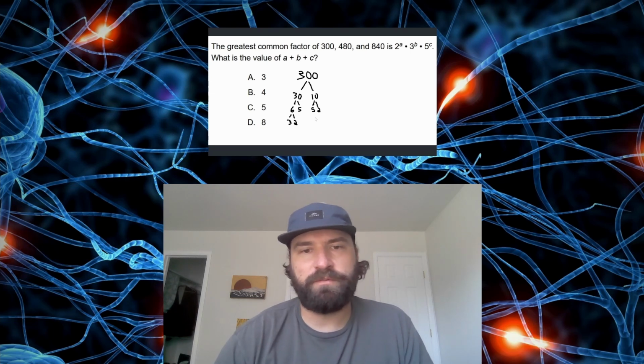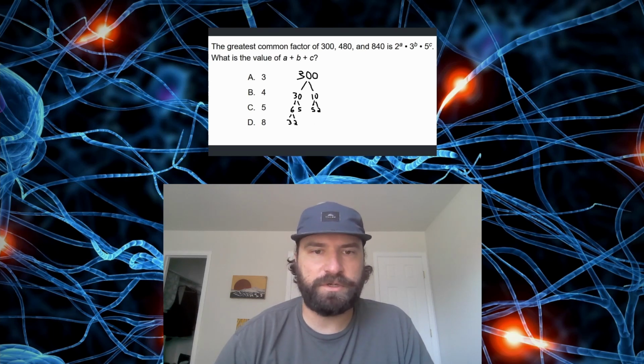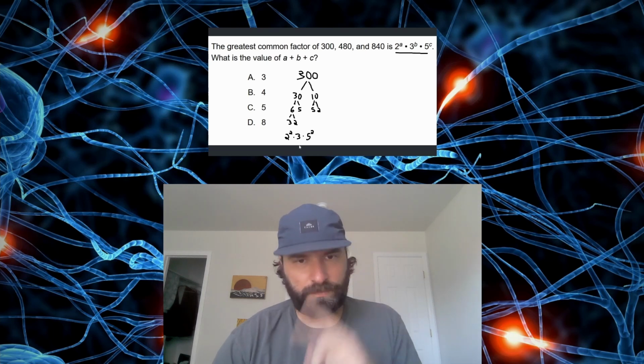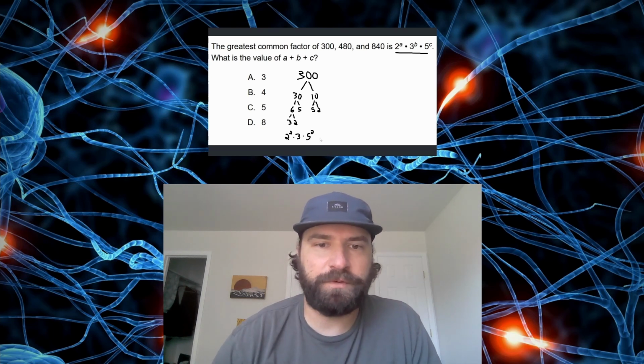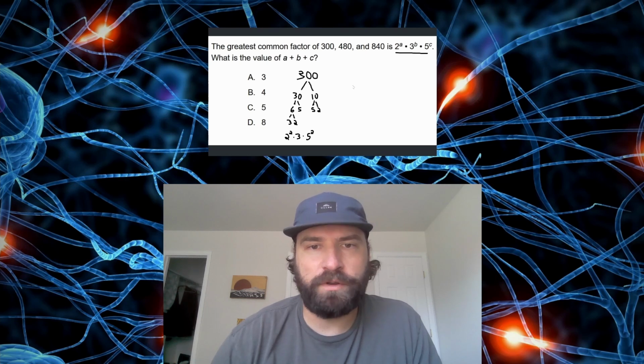So this is the prime factorization. At the very bottom of the tree, I have a 3, a 2, a 5, a 5, and a 2. If we write that in the format they have written here, this would be 2 times 2, which is 2 squared, times 3 to the first power, times 5 squared. So this is our prime factorization of 300. We're going to do that for each one of these numbers.